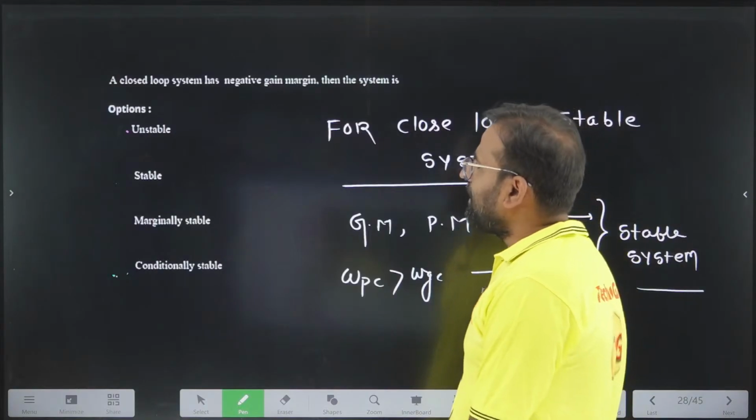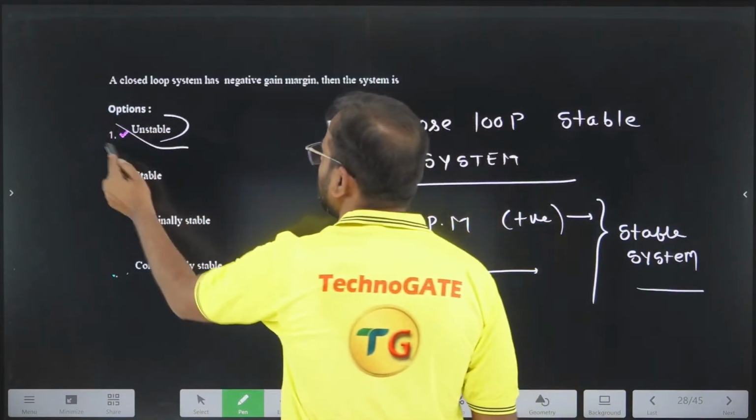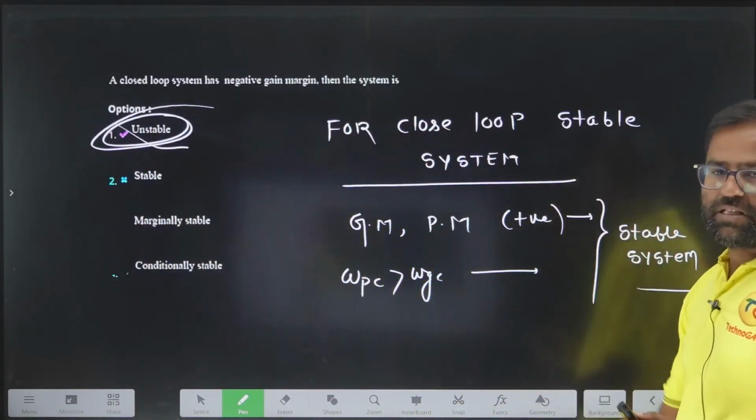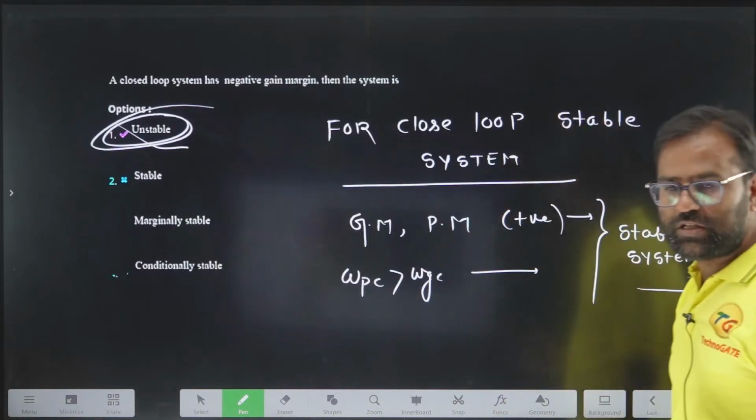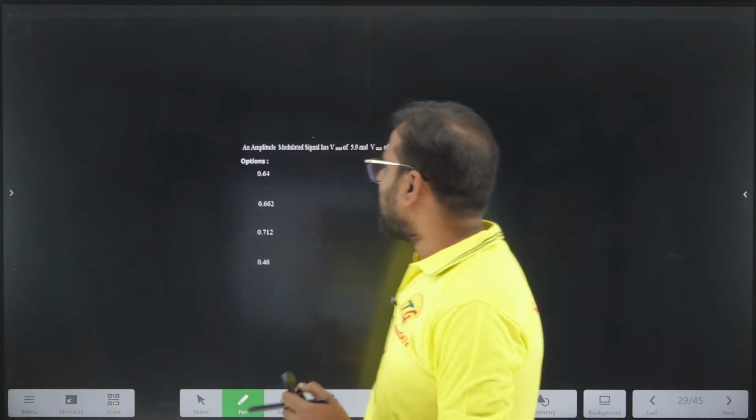So what they are saying, negative gain margin means unstable system. So which option is correct? Unstable system is correct. If gain margin or phase margin, anything is negative, the system is said to be unstable. This is a question based on control system. So this is negative. Let's go to the next one.